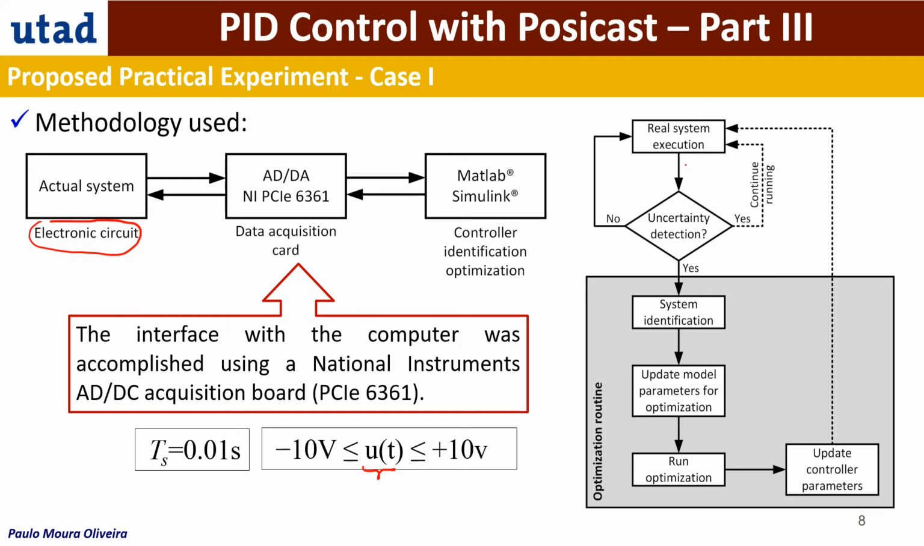So we can represent the methodology as this one. If we don't have an uncertainty detection, we continue with the system as it is running. But if you detect that the model has changed, then we have to do the identification of the model again, and then use that model to run an optimization and update the controller gains or parameters, and then go back again to the system. So this is the way that the system was executed.